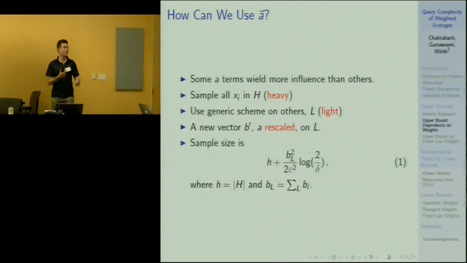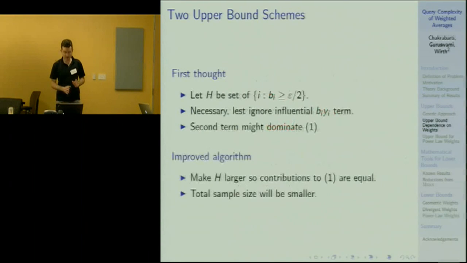And one of these rules of thumb that you learn from doing this research is if you're adding two things, you're trying to minimize their sum, it's probably a good idea if the two things are roughly equal. So somehow you don't want the second one to dominate the first. So in fact, what we're going to do is to make H larger, and then somehow have the contributions be about the same.